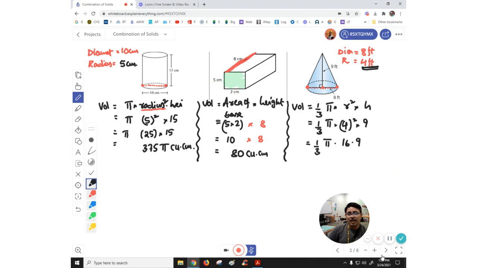I personally prefer, if possible, to cancel out. So 9 divided by 3 gives me 3. So the end result is 16 times 3, 48 pi cubic feet. That's the volume of the cone. So quickly I thought of revising a few questions.